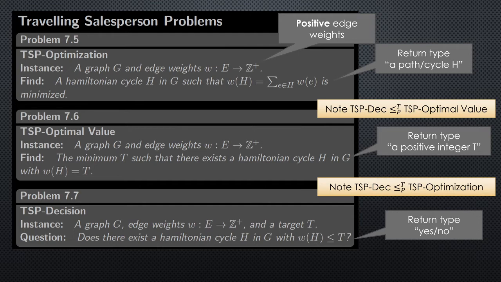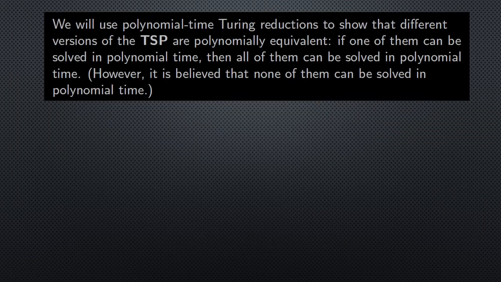Sum up all of the edges on that cycle, traverse the cycle and sum up all the edges. Get your t value from that. And then just check, is that t value less than or equal to the actual target that we got as input to TSP decision, and return true or false as appropriate. Okay, so we've shown 2 reductions already.